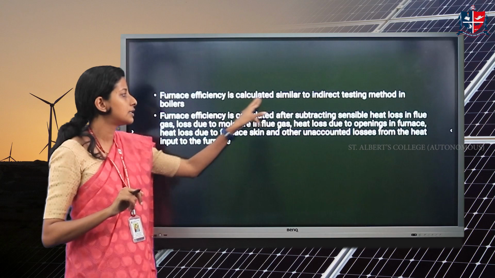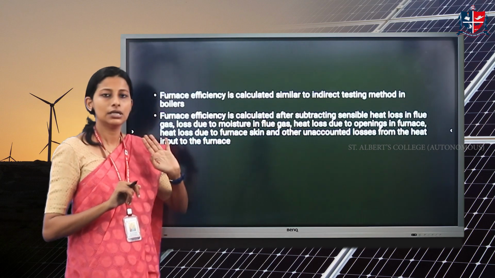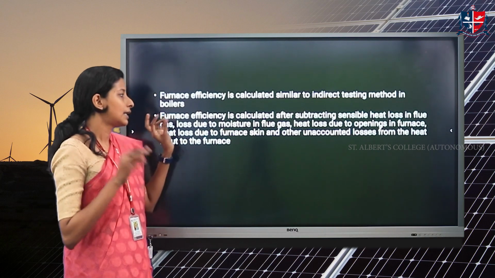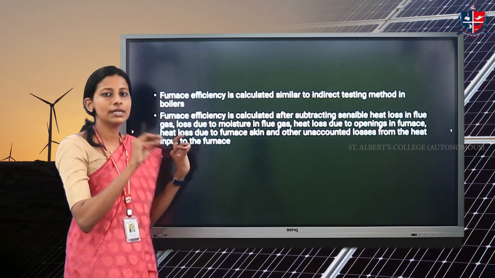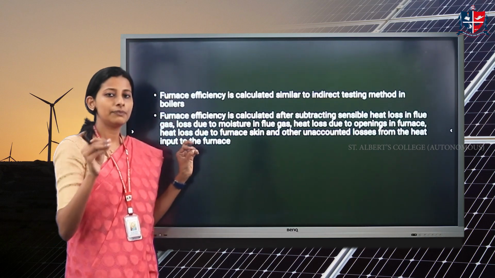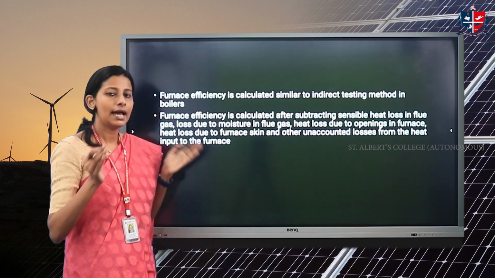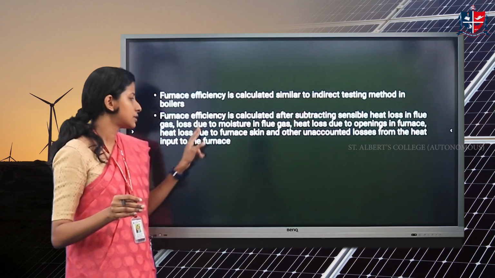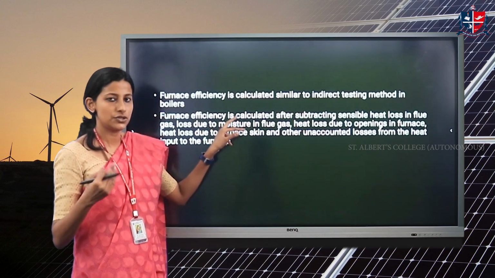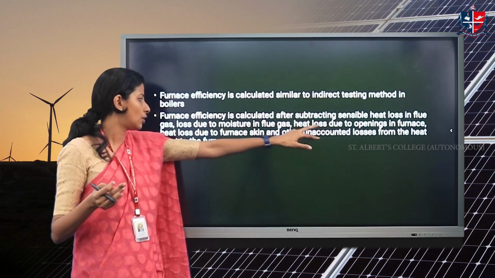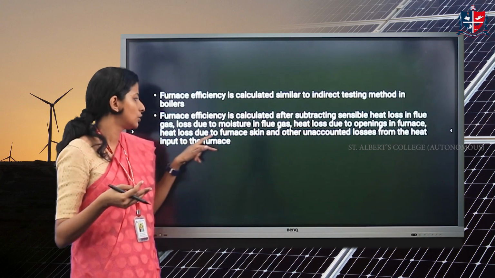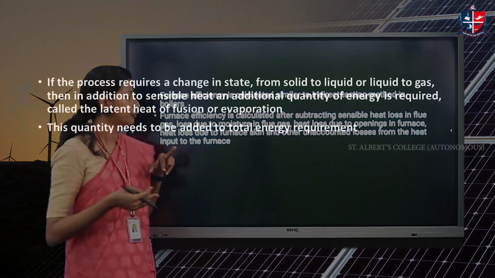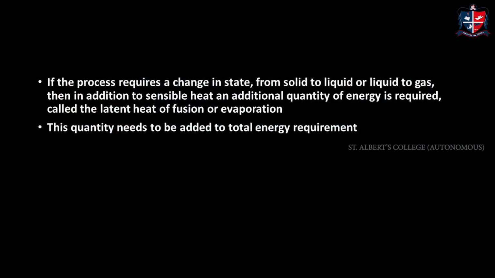Here it is calculated similar to the indirect method we have already discussed in the boiler section. In that same method, the total heat input is calculated. From that we subtract all the losses, and then we get the output. Different losses are mentioned: as I said, those happening through the openings, through the walls, through the skin, etc. They are subtracted from the input to the furnace, and that gives you the value of efficiency.